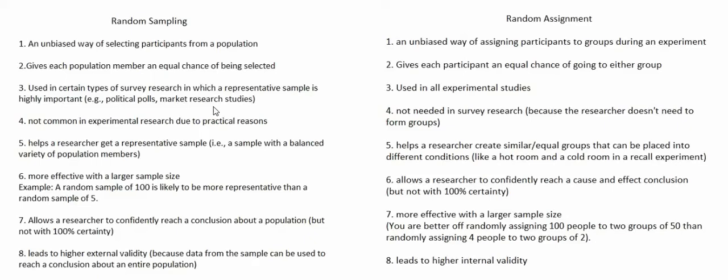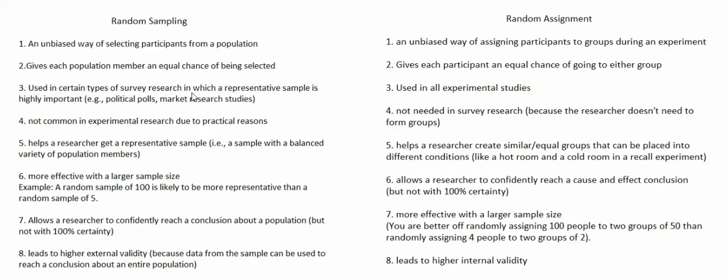I said random sampling is used in certain types of survey research in which a representative sample is highly important and desired because it's very important to get an accurate conclusion about the population. And I said random assignment is used in all experimental studies. It's a part of an experiment.